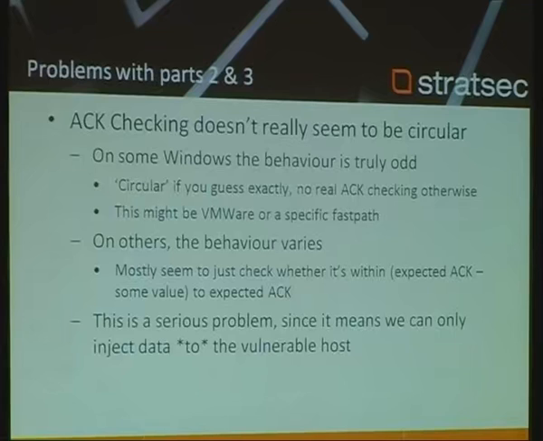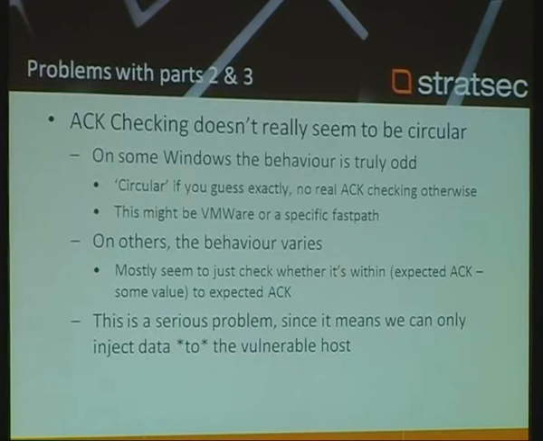So the biggest problems really though were with parts 2 and 3. On Windows, ACK checking didn't really seem to be similar. I saw different results against different Windows boxes. Against my box, I saw that if I got the ACK exactly as what it was meant to be, I saw this circular sort of ACK checking condition. But if I didn't, the ACK checking just wasn't done at all. Scanning against other Windows computers on my network, I didn't see the circular ACK checking at all.